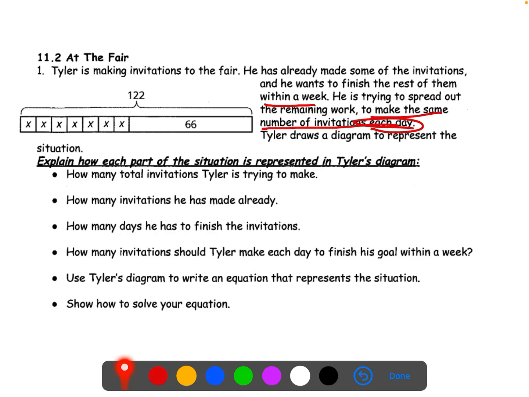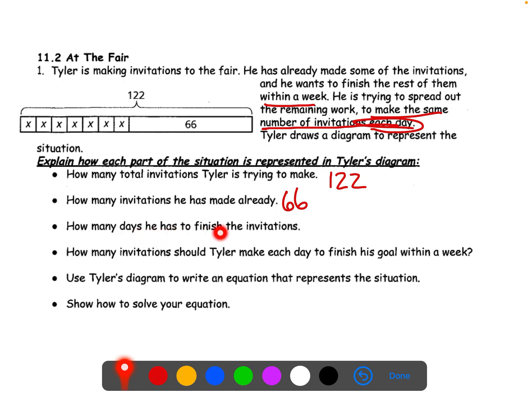All right, this is going to break down for us in this question each of the elements of the tape diagram here. So the first question, how many total invitations Tyler's trying to make? We're going to fill that in with the number he's trying to make. Well, clearly, our tape diagram has a total of 122, so that would be the number of invitations. Now we're talking about how many invitations he has made already. That'd be the identified quantity here that he has already created.